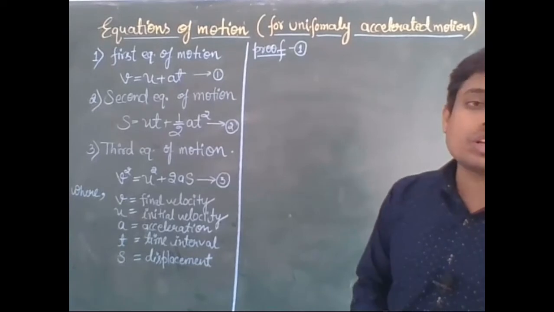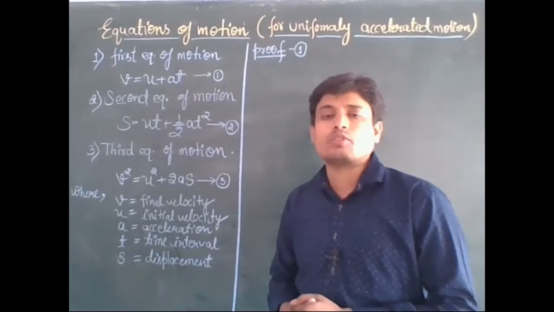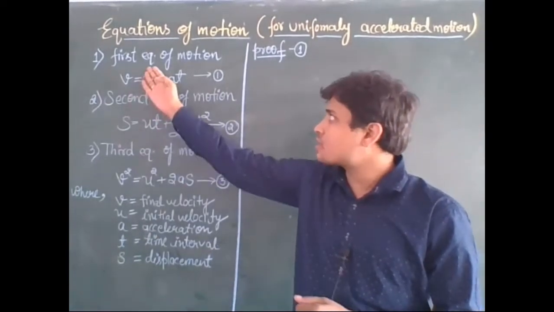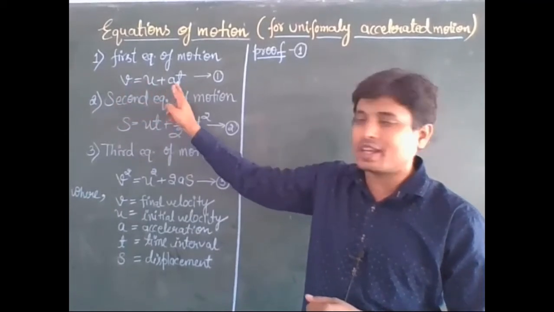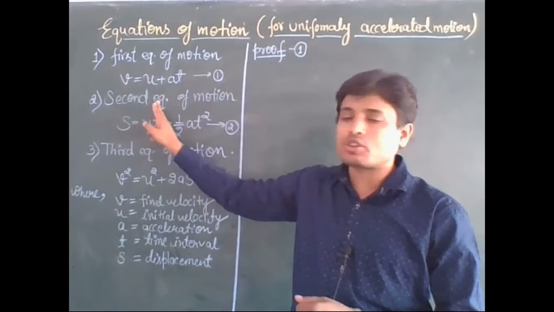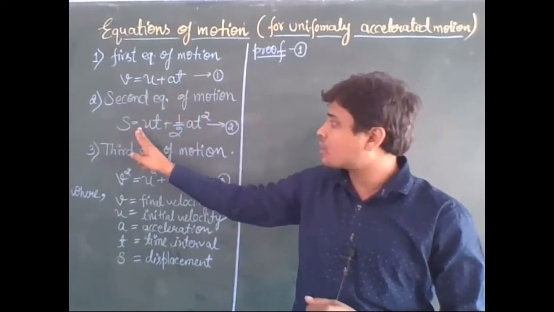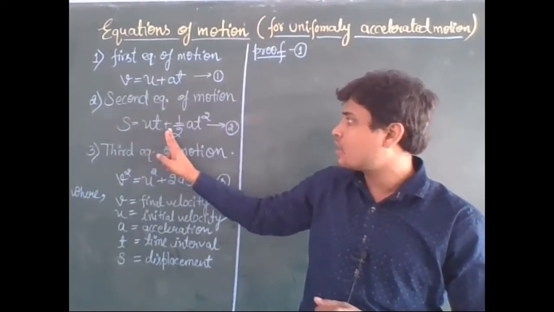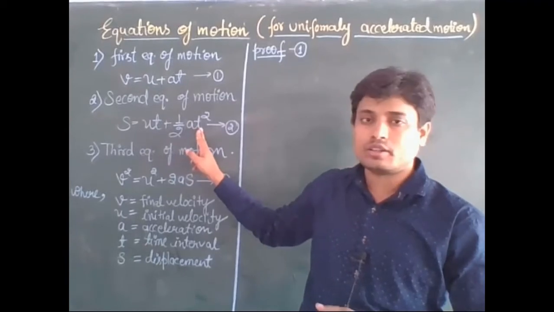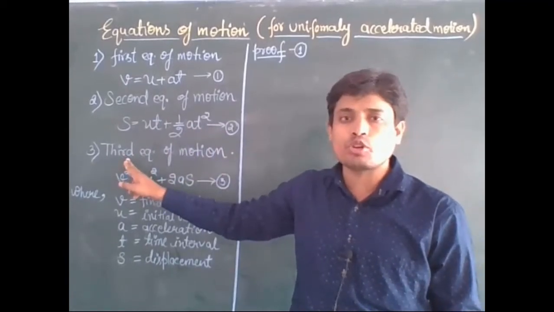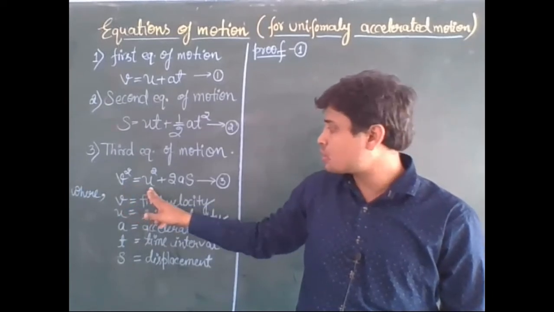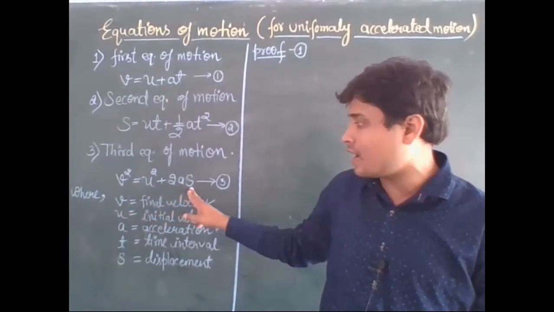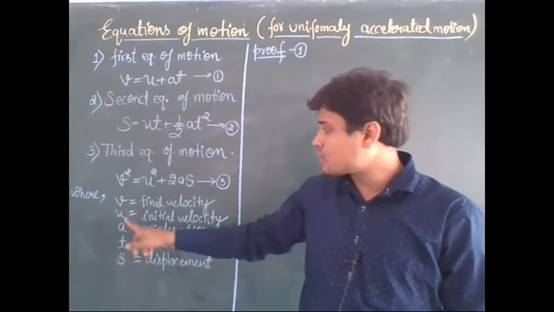There are three equations of motion. First equation of motion, v equal to u plus at. Second equation of motion, s equal to ut plus half at square. And the third equation of motion is v square equal to u square plus 2as, where the symbols have meaning.